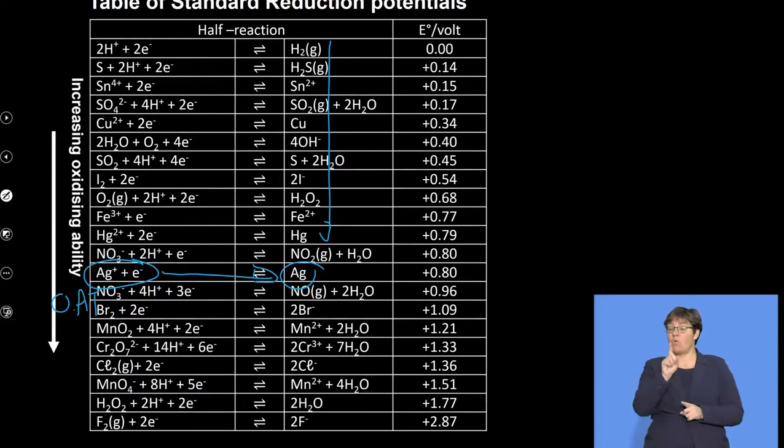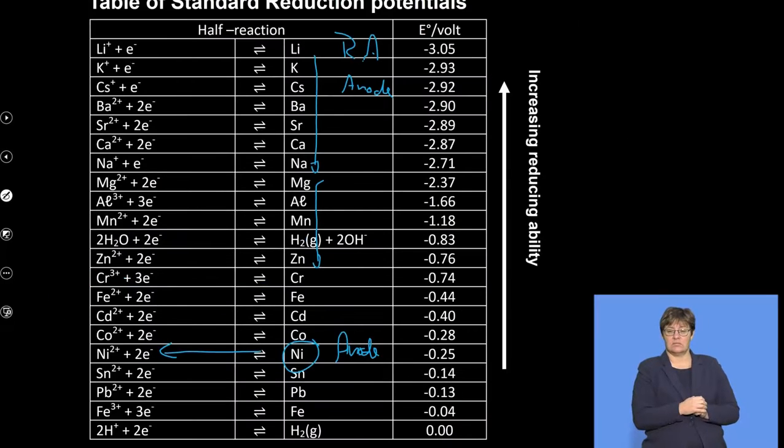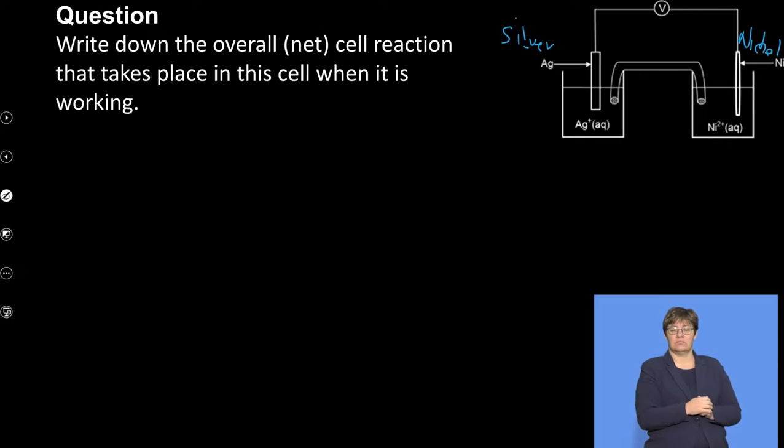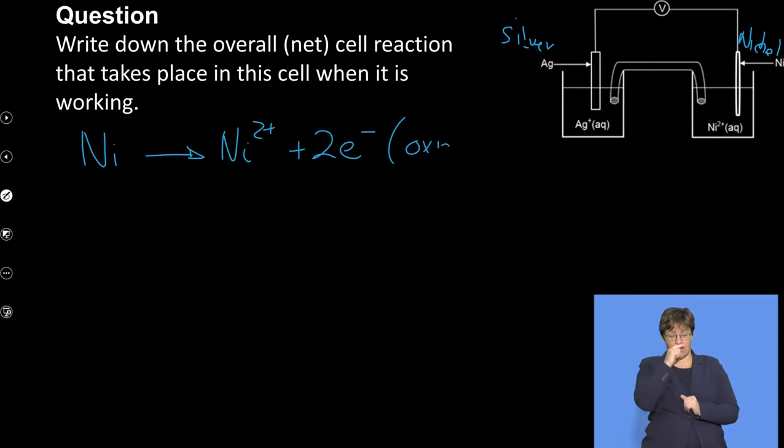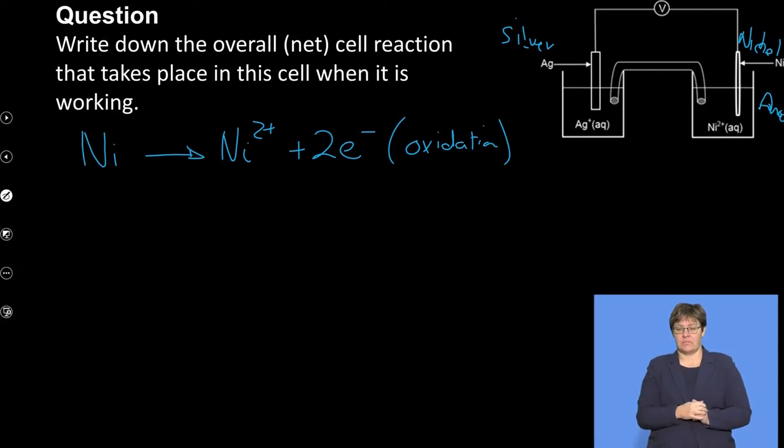So to answer the question, I'm going to go back to the space that I've got, and I'm going to say, well, nickel went from the solid to nickel 2 plus plus 2 electrons. This is the oxidation half reaction. And immediately I'm going to say this is the anode. It's the source of electrons, and so I'm going to make that negative.